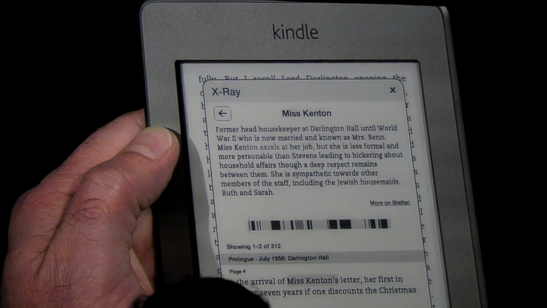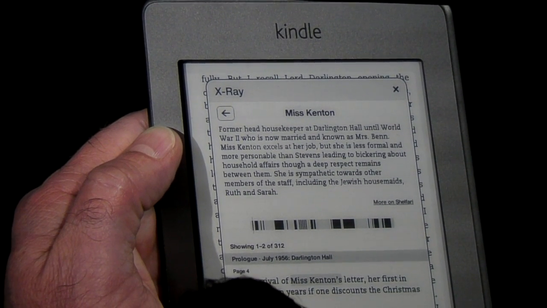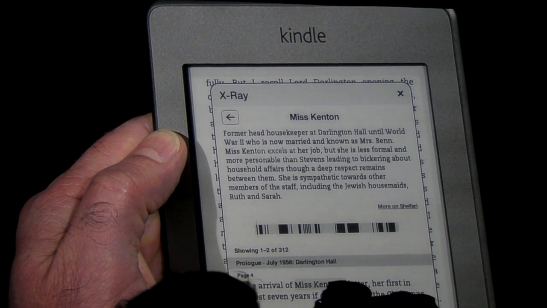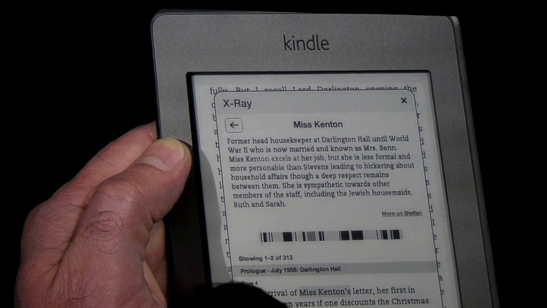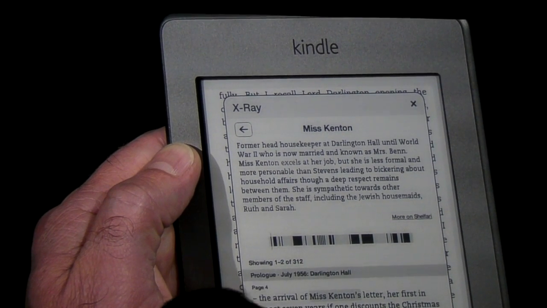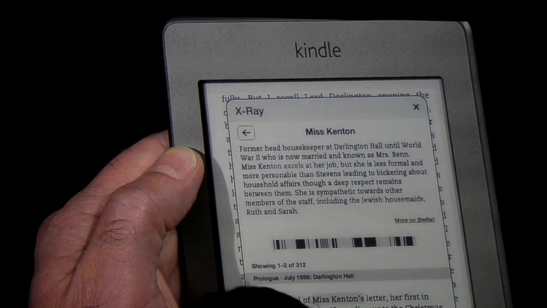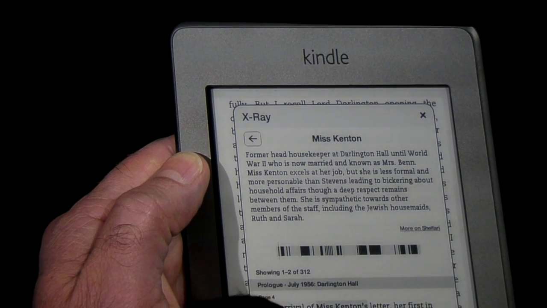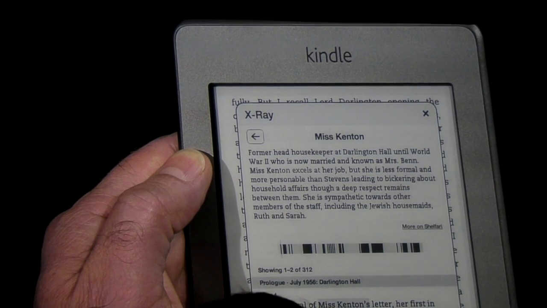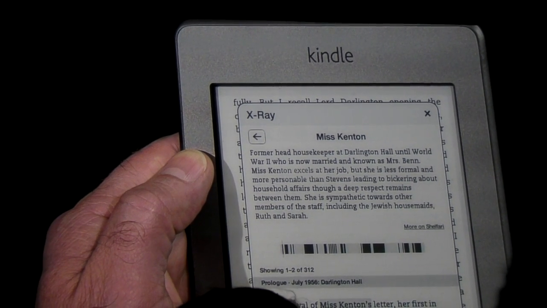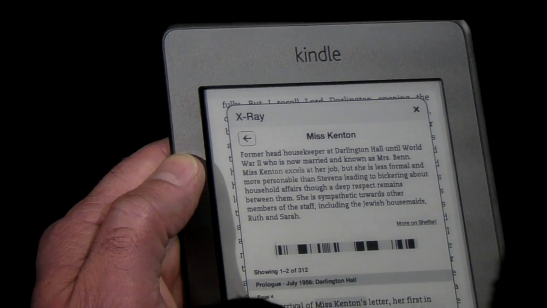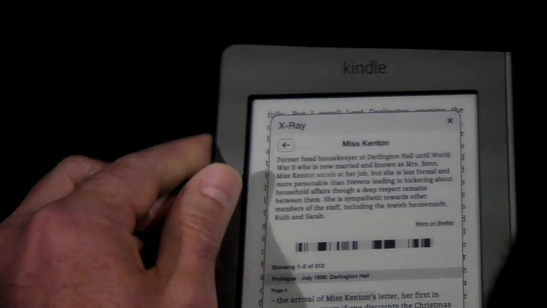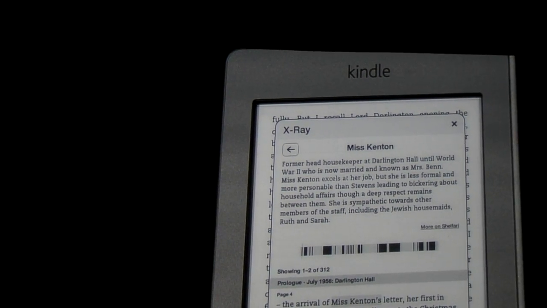Former head housekeeper at Darlington Hall until World War II, who is now married and known as Mrs. Bidd. Miss Kenton excels at her job, but she is less formal and more personable than Stevens, leading to bickering about household affairs, though a deep respect remains between them. And it goes on. This is from Shelfari, which is an Amazon subsidiary. It's a community website that collects and curates information about fictional characters and other things that occur in books, places too. All right. Again, you'll have more time to look at that.